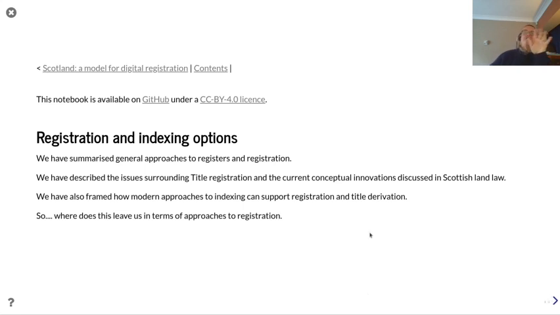We've summarised general approaches to registers and registration. We've described the issues surrounding title registration and the current conceptual innovations discussed in Scottish land law. We've also framed how modern approaches to indexing can support registration and title derivation. So, where does this leave us in terms of approaches to registration?